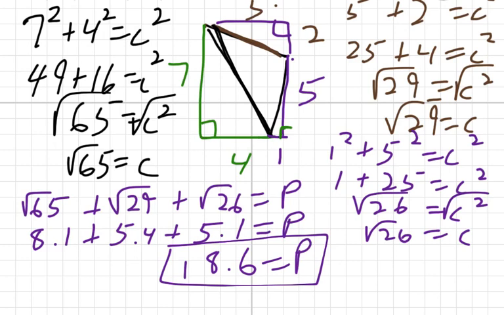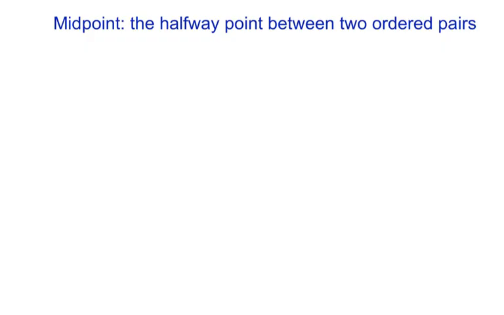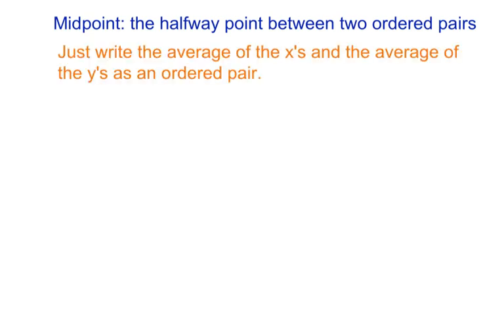Alright, I think we've done really well on distance, so now let's jump over to midpoint. And midpoint is exactly what it sounds like. So midpoint's the halfway point between 2 ordered pairs. And you just write the average of the x's and the average of the y's as an ordered pair. That's all there is to it.